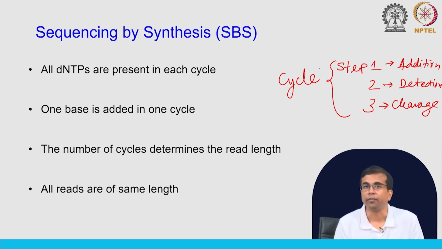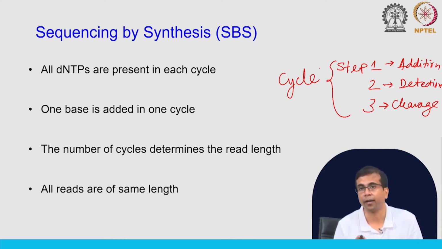The other outcome is that all reads are of the same length. So, you can imagine this process happening across all these clusters, millions of them, and everywhere there is this reading of one base at a time, and you are doing this cycle thing for each of these clusters in a similar manner. So, all reads that are generated in Illumina will be of the same length because of these reversible terminators.